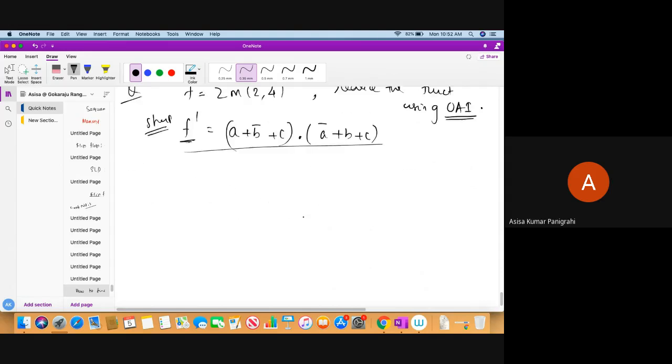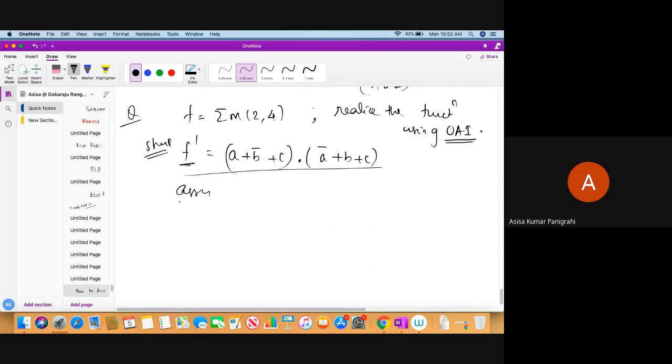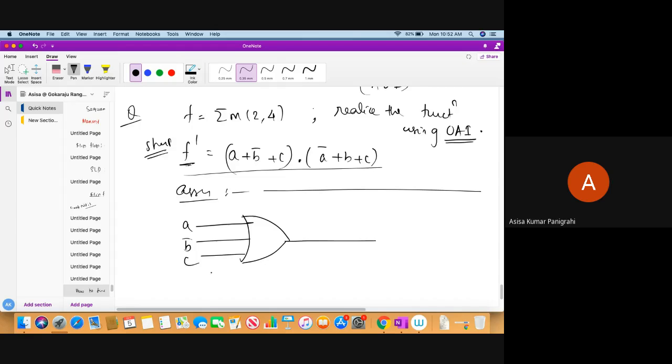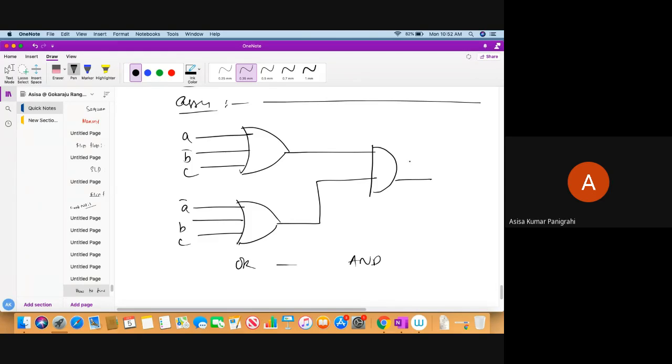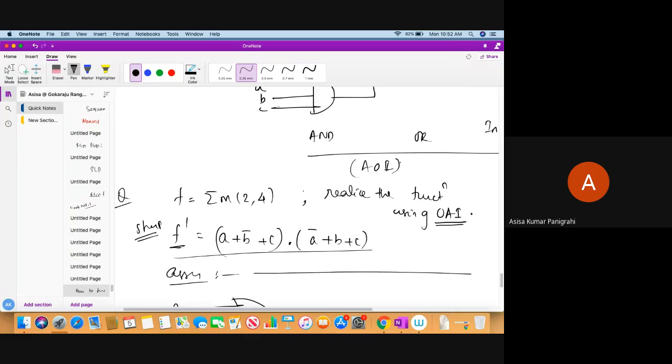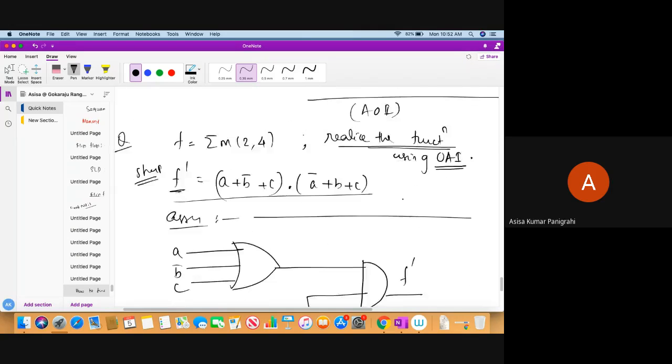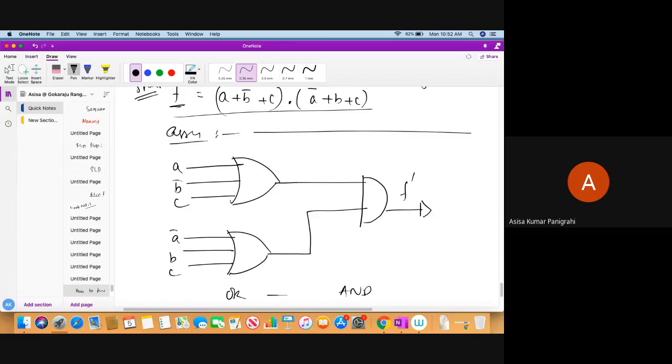Next, I have to realize. In order to realize, you know the fundamental assumption. What is the fundamental assumption? All the inverted inputs are readily available. Next, you just have to do it like this: A, B bar, C. This is an OR gate. Next, A bar, B, C. This is my A bar, B, C. Again, it's an OR gate, and finally both the OR gate outputs will go to the AND gate, which gives me OR AND. This is my F bar, but in the question what is asked is to realize the function, not F bar, using OAI. So obviously I have to add one more NOT gate here, which gives me my function F, which is OR AND inverter.